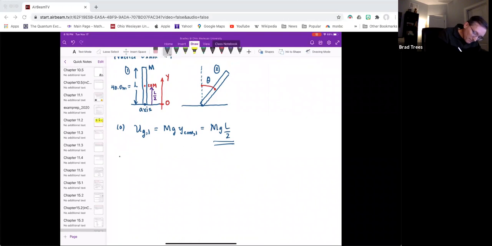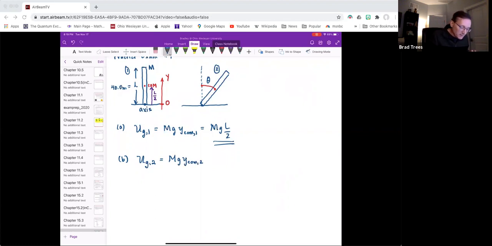So let's go on to part B. B, what is the symbolic expression for U grav 2? Probably should have seen that coming. The gravitational potential energy of the system in picture 2. This will be a symbolic answer in terms of M, G, L, and theta. Well, now I'm focusing on picture 2. But I'll start with M, G, y center of mass for picture 2.